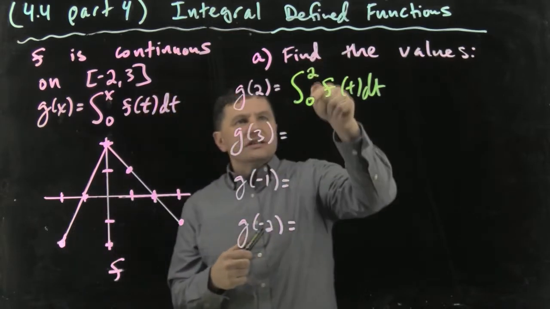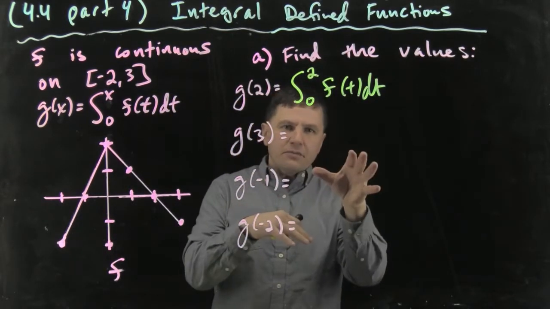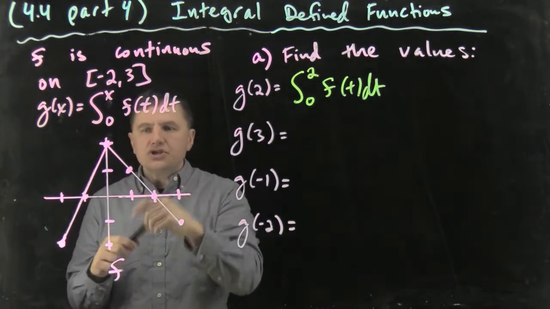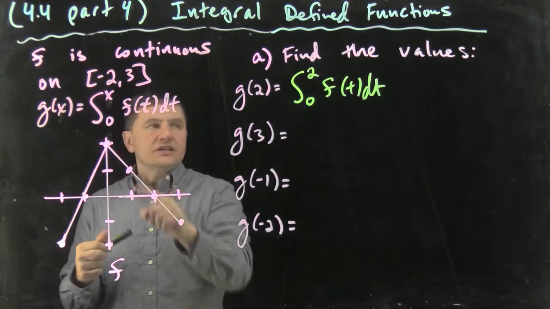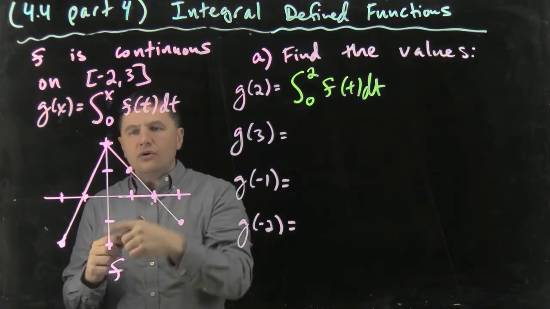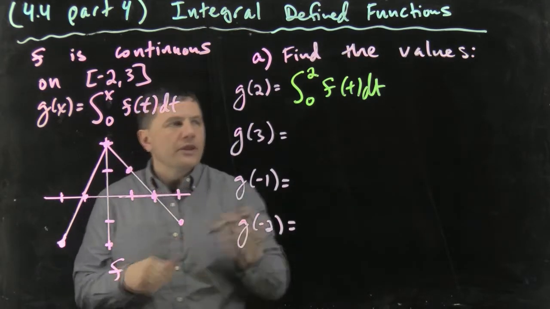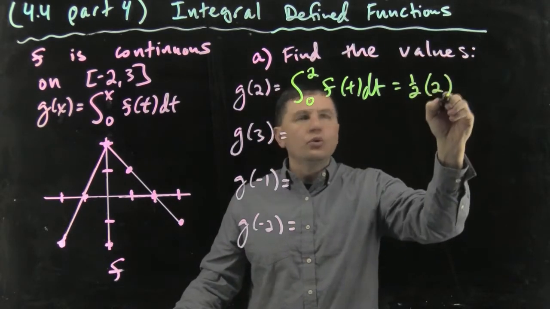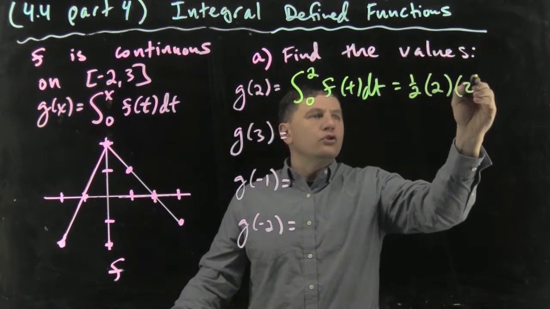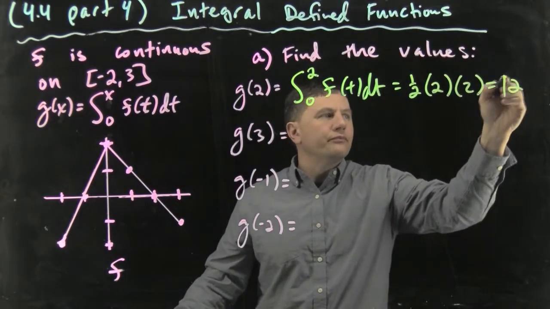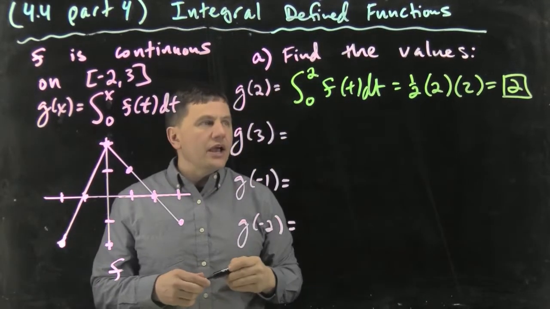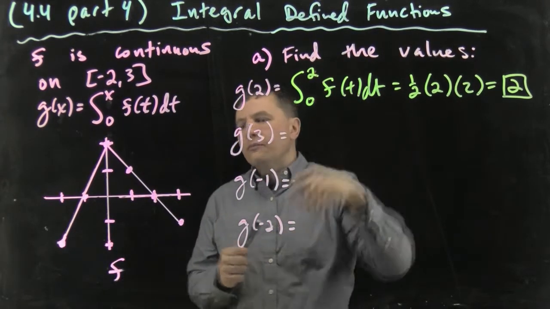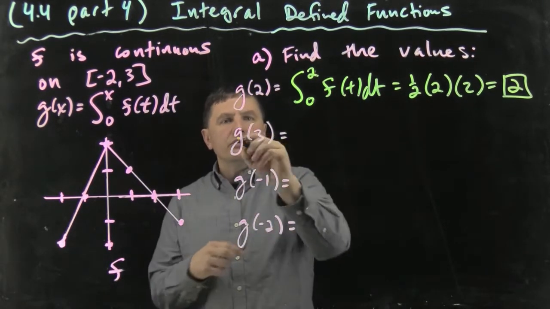Now, when I look at something like this, 0 to 2, we know that areas above will be added, areas below will be subtracted. These are typically going to be geometric shapes. So for instance, here we just have the area of a triangle. So we're talking about all this area in here. That will equal 1/2 times 2, and then the height is 2, so that gives us 2. Okay, so g of 2 is equal to 2 because it's integrating from 0 to 2. All right, let's go on to g of 3.